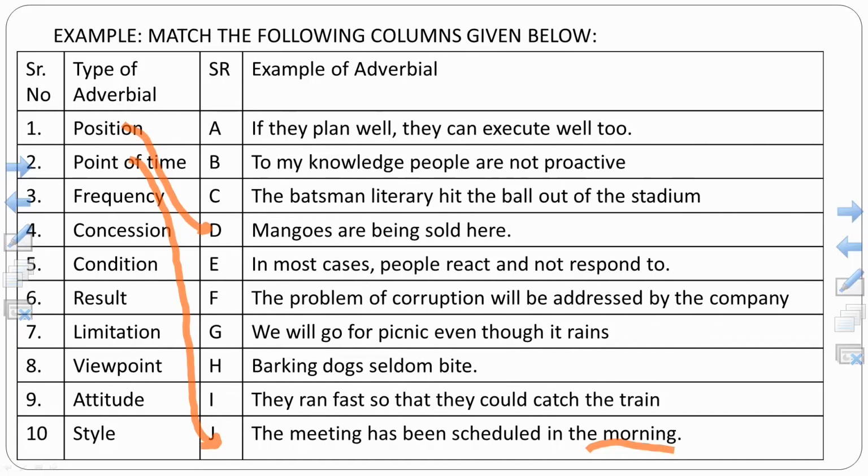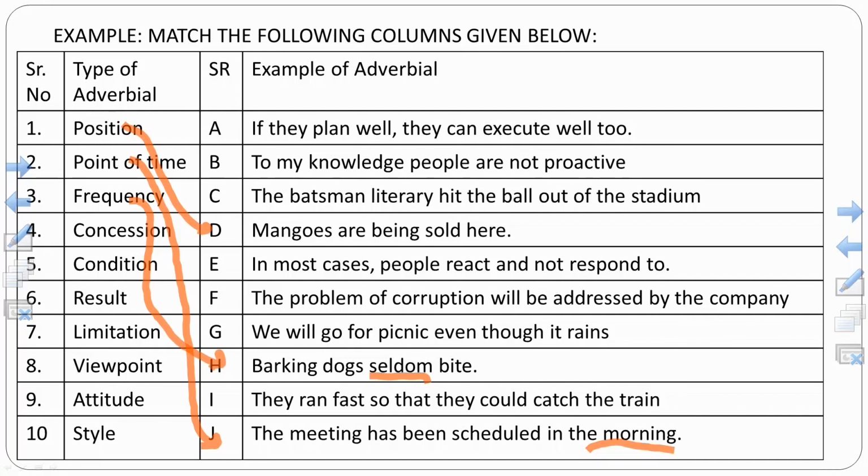Now the third one is frequency. When we say frequency, frequency means how often, as we just discussed in the previous table. Like in this column we can see that barking dogs seldom bite. Barking dogs seldom bite. Seldom, often, these are the words which describe frequency.